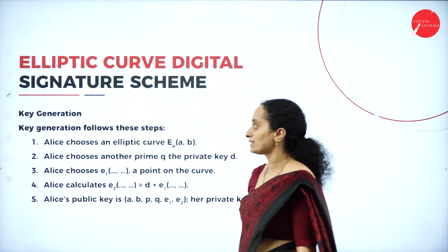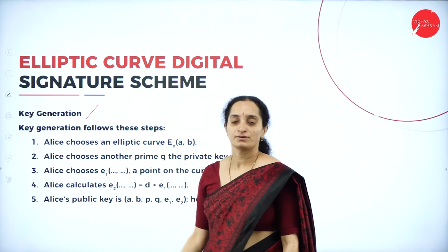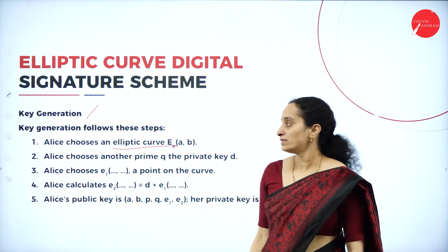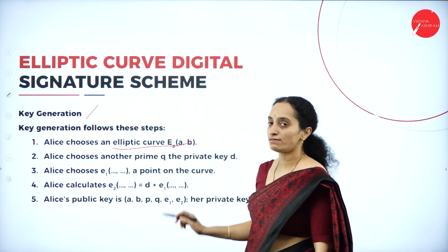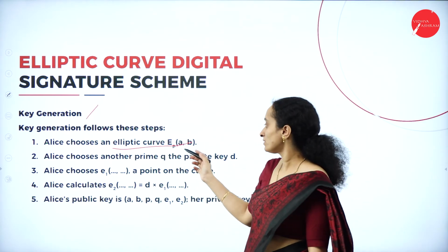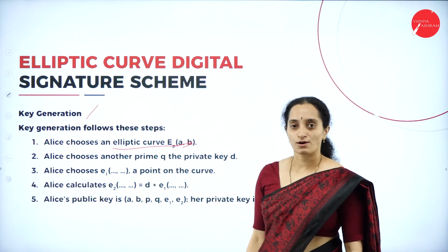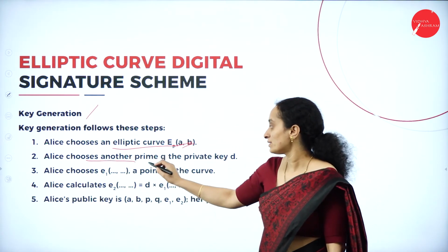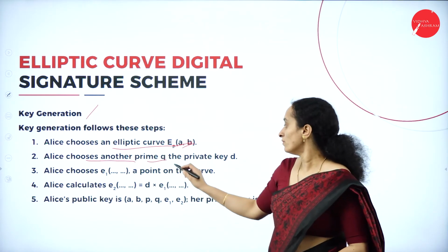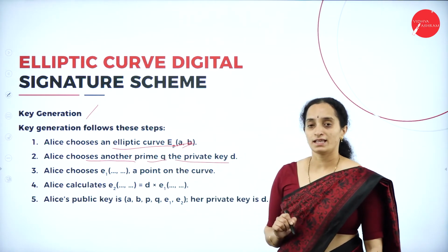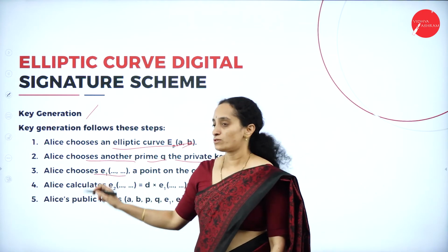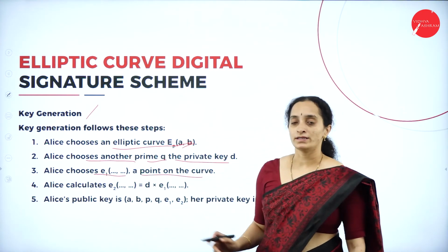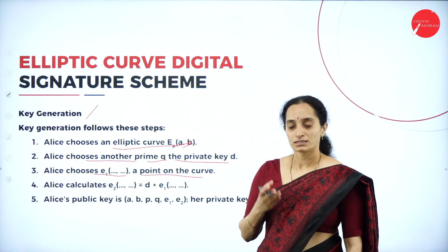When you look at the key generation in the elliptic curve digital signature scheme, the sender chooses an elliptic curve E_P with a set of values A, B. Alice, the sender, chooses another prime Q with the private key D, and chooses a set of elliptic values E1, which are points on the elliptic curve.